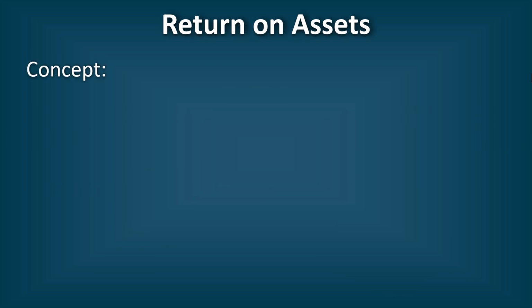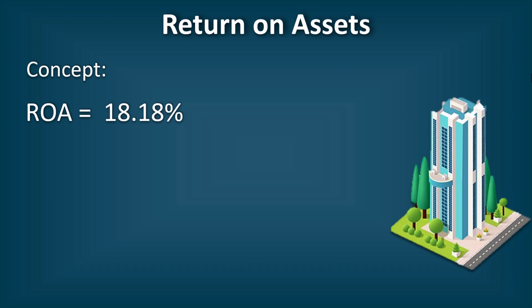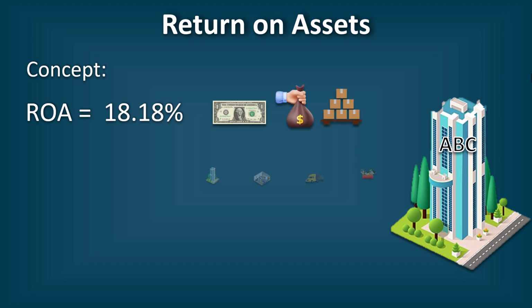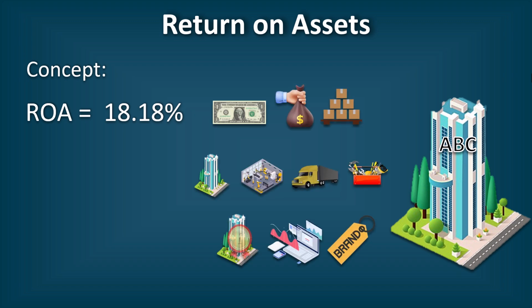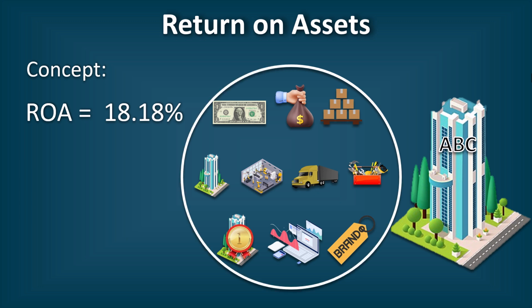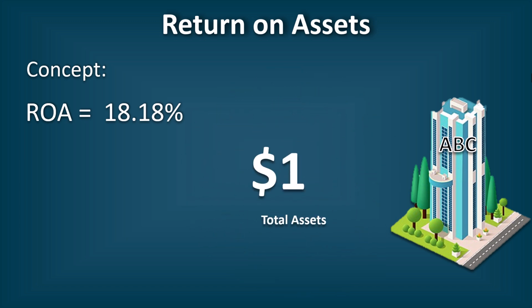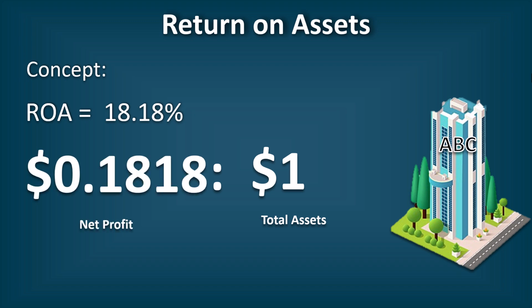Now let's understand what this value means conceptually. We can see that the company ABC has total assets, like total current assets, total fixed assets, and total intangible assets, to compare with net profit. An ROA of 18.18% means that for every $1 of assets the company owned during the year, it generated approximately 18 cents of net profit.